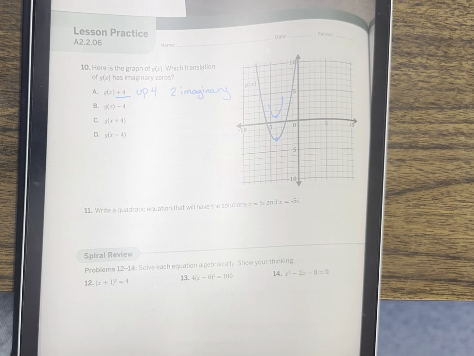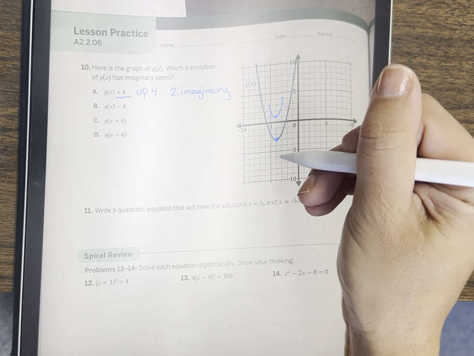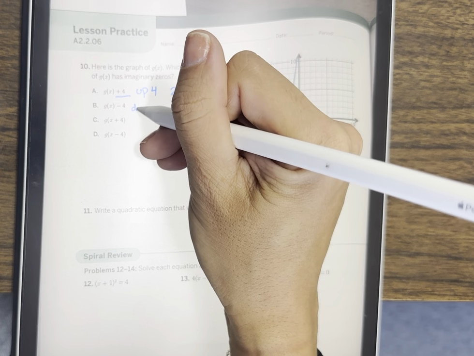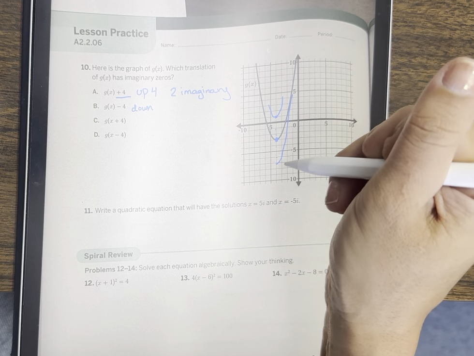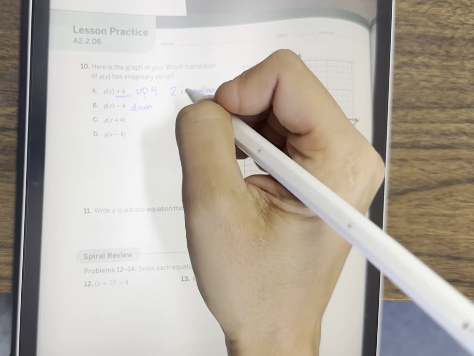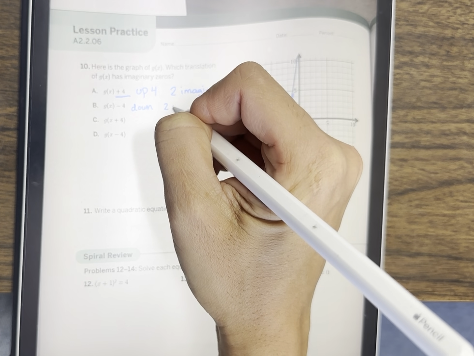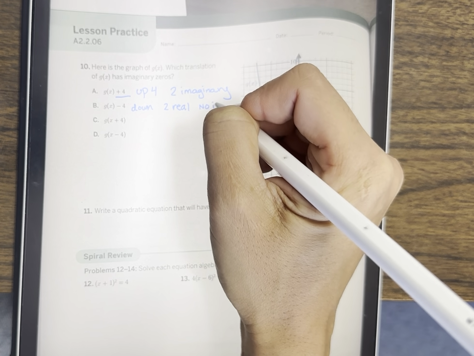Okay, minus 4. If I bring this down 4, 1, 2, 3, 4, minus 4 means down 4. It's still going to have 2 x-intercepts, you guys. It's still going to open up and eventually have 2. So it's going to have 2 x-intercepts, 2 real. So that means no imaginary.